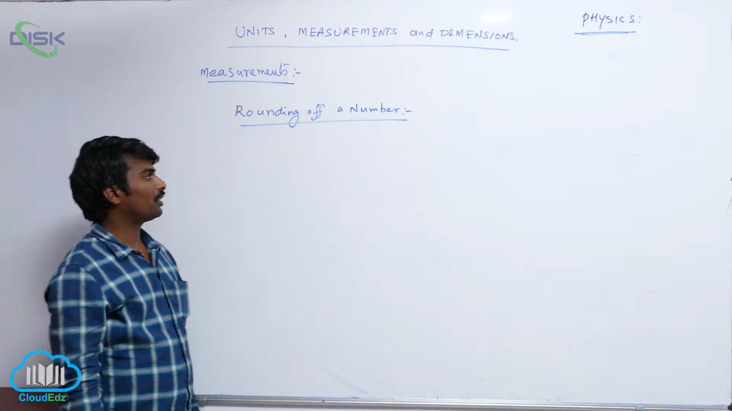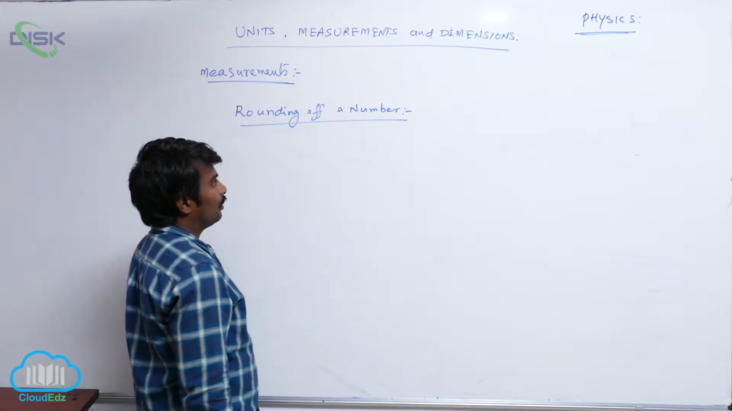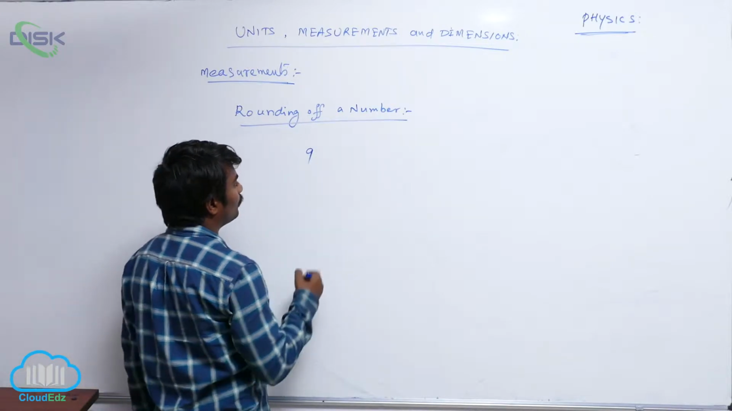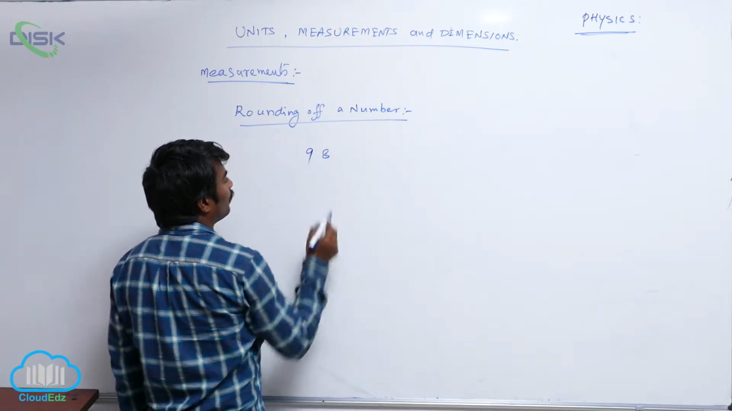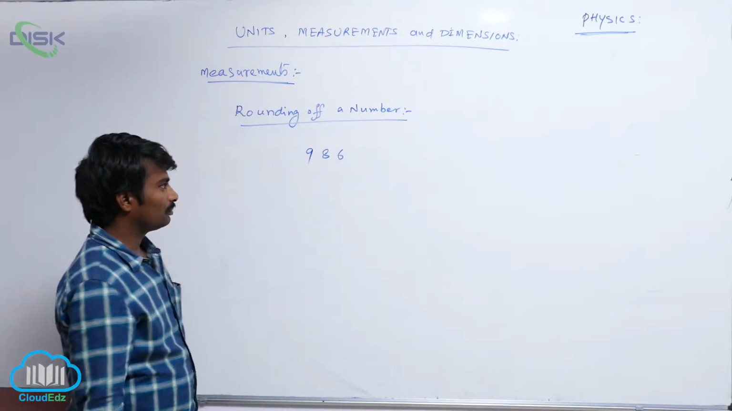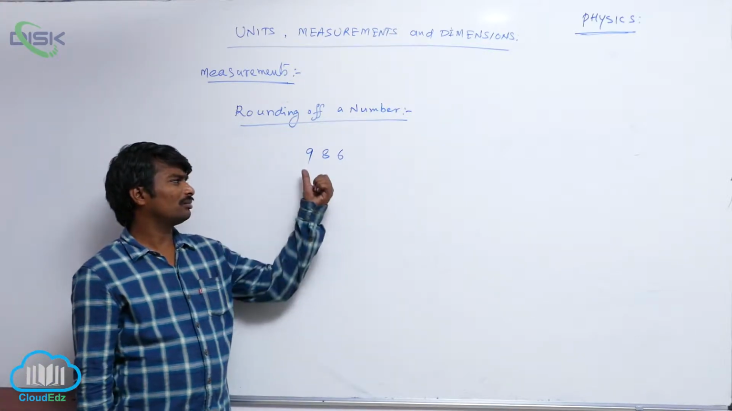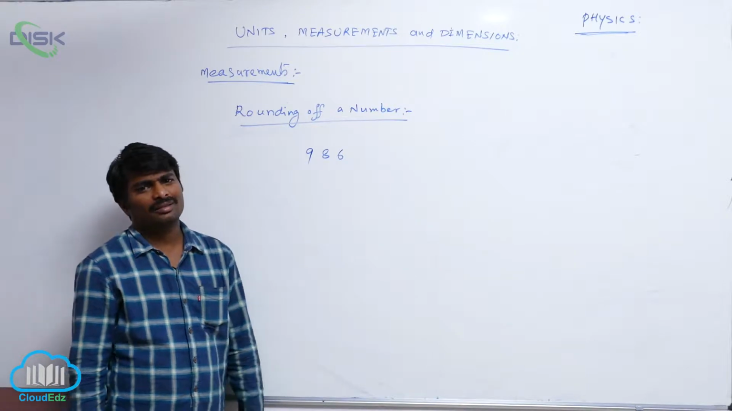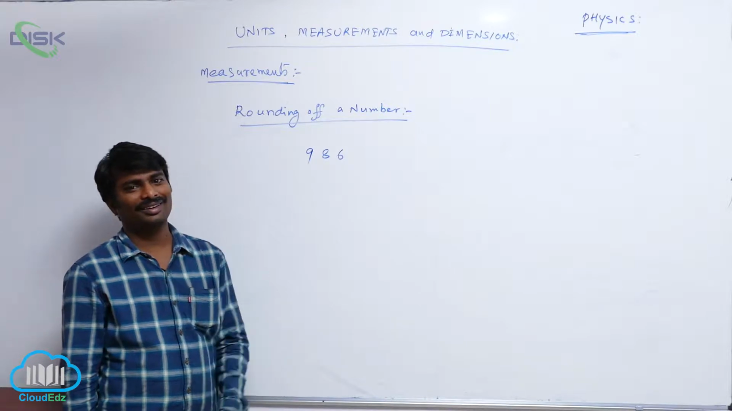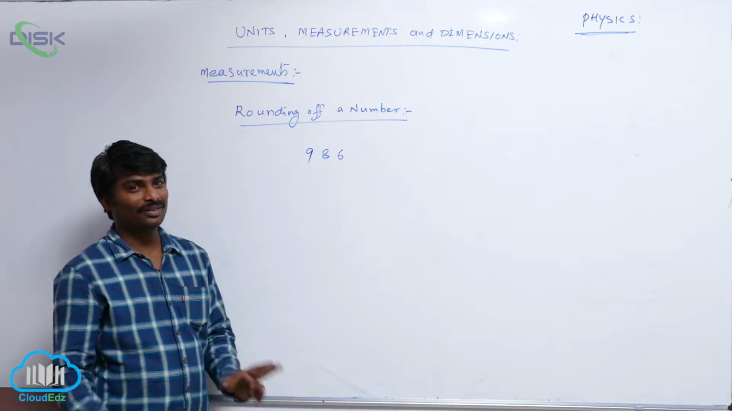Next, rounding of a number. This is also an important topic. See, 986 rupees. Let me take. Whenever you say that I have 986, the other person will ask you, what is your round figure? You tell. Round figure, in the sense, indirectly in our physics, is rounding of that number.